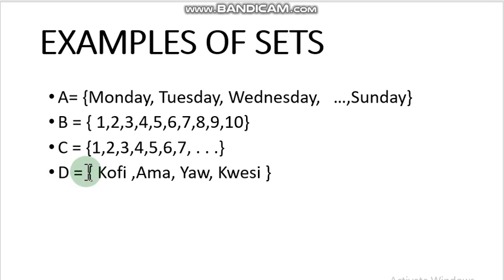That's a set D. It's the set of names of people. So we have Kofi, Ama, Yao, and Kwesi. So these are the set of names of people.